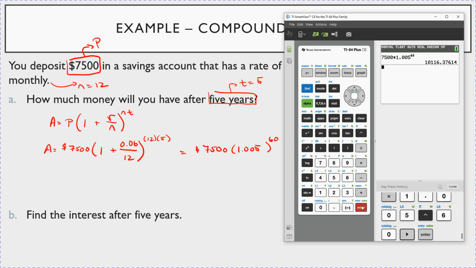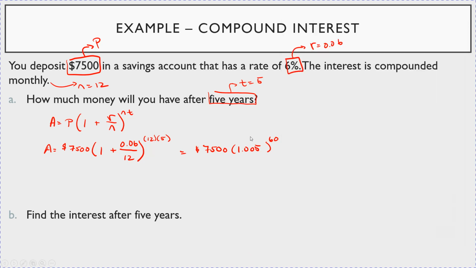And look, after 5 years, wow, this is really good. I'm going to have $10,116.38. That's not bad. It's pretty good.